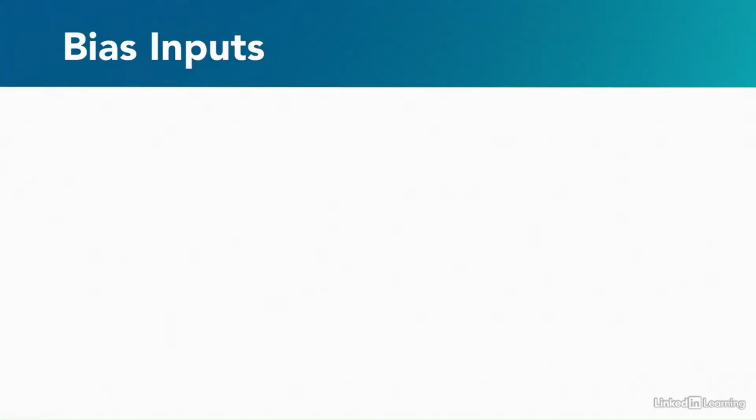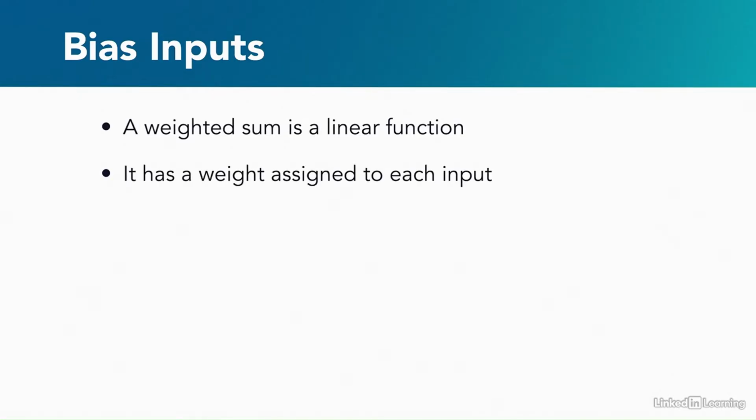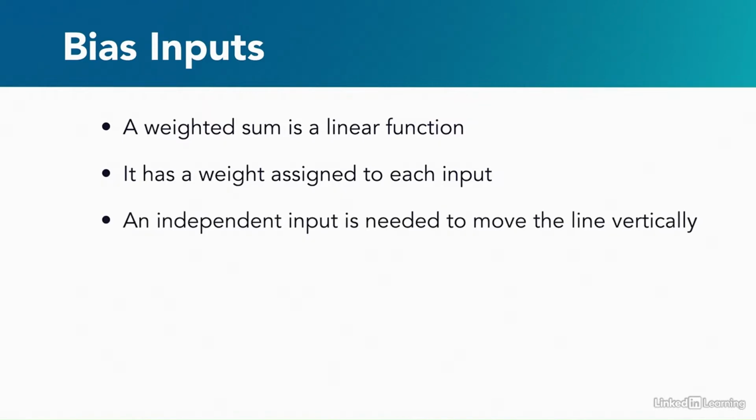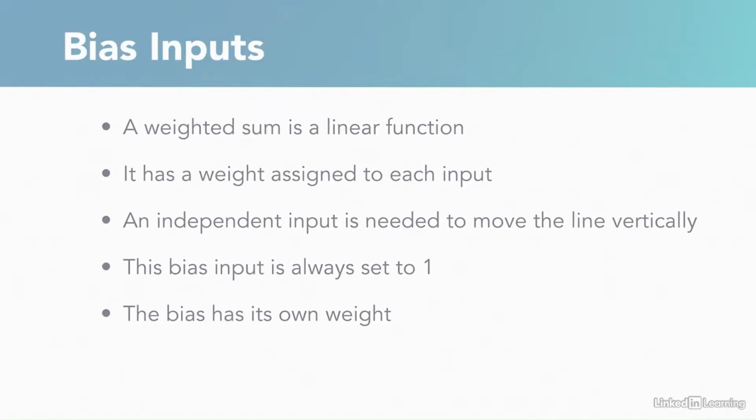Now, although this neuron is capable of producing a boundary line, it's very limited. That's why we need to talk about bias inputs. So as you noticed, a weighted sum is a linear function. It has a weight assigned to each input, which will provide a slope to the boundary. However, an additional independent input is needed to move the line vertically. And this extra input is usually fed a constant value of 1, but it has its own weight.